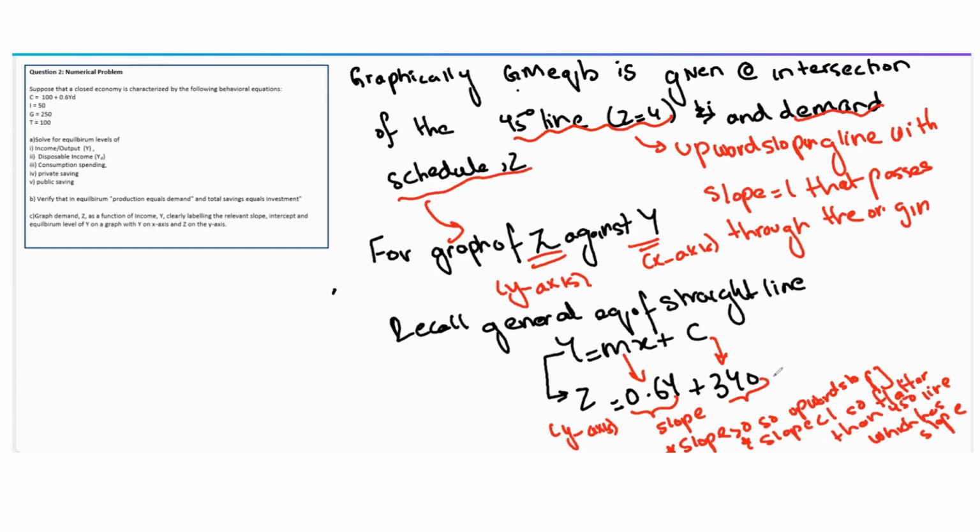This is our vertical intercept, which represents autonomous spending. And this demand function is actually from part A. So in this way, we are seeing how we will plot this. We'll plot a 45-degree line, which is an upward sloping line with slope 1 that goes through the origin. Then when you want to plot our demand schedule, we know z is equal to 0.6y plus 340. We found this from part A. Here the slope tells us it's going to be upward sloping and it's going to be flatter than the 45-degree line, and it's actually quickly plotted.